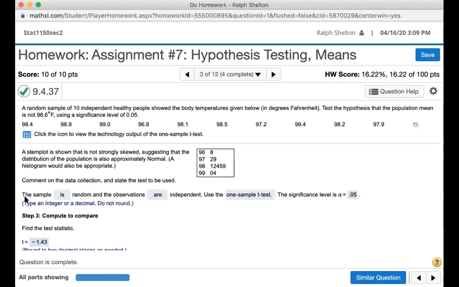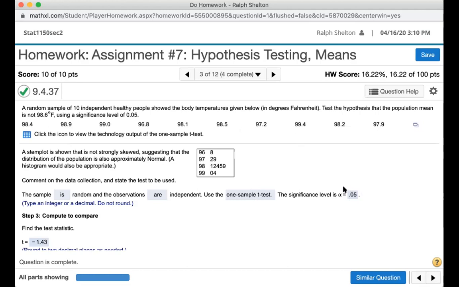Comment on data collection. The sample is random and observations are independent. It told us that in the problem here. That's important. We're going to use a one sample t-test. All these individual x's comprise one single x bar, so this is one sample. And the fact that n is less than 25 means this is considered a small sample. So we have to use the t distribution instead of the z. So we're using a one sample t-test.